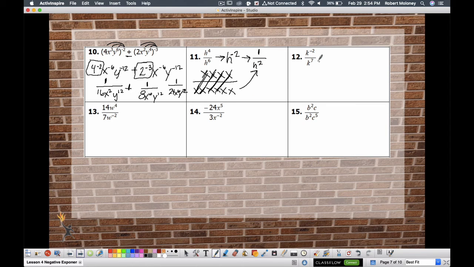Let's take a look at number 12. Now number 12 has got a negative exponent in the numerator. So what the rule applies is it's now negative 2 minus 7. So negative 2 minus 7 equals negative 9. That leaves me with k to the negative 9, which I then have to simplify to 1 over k to the 9th.